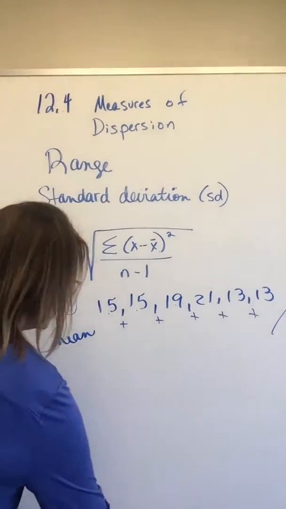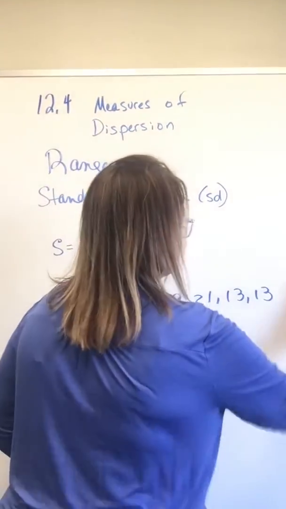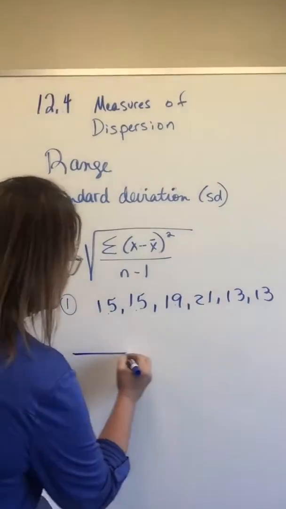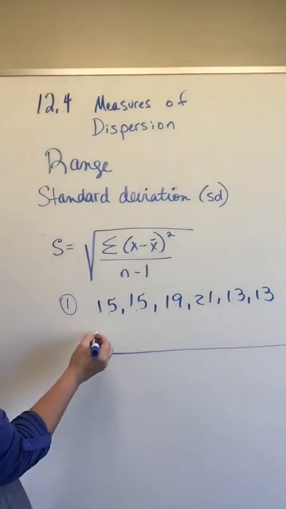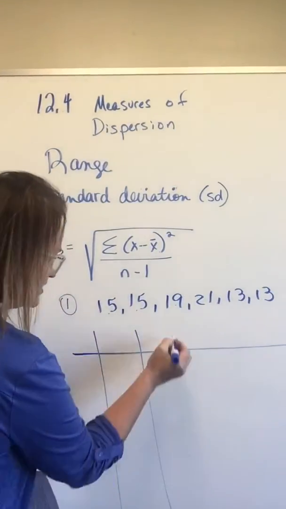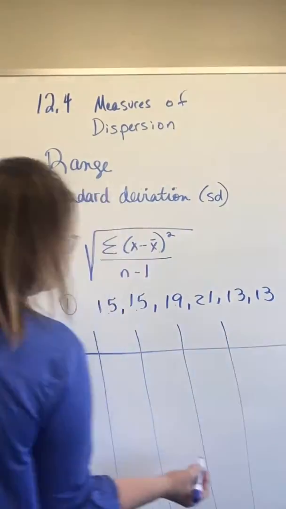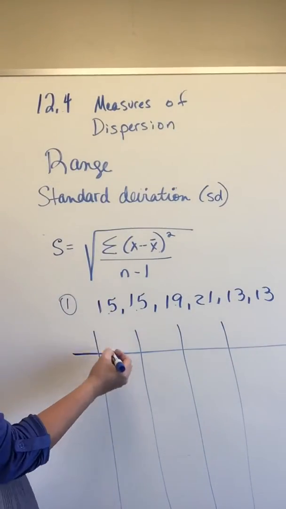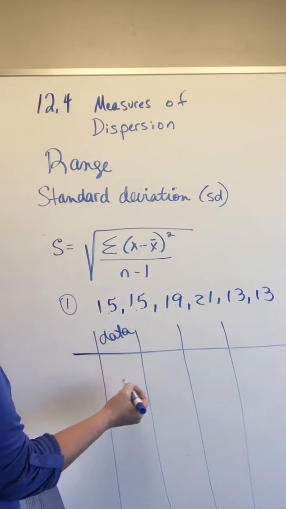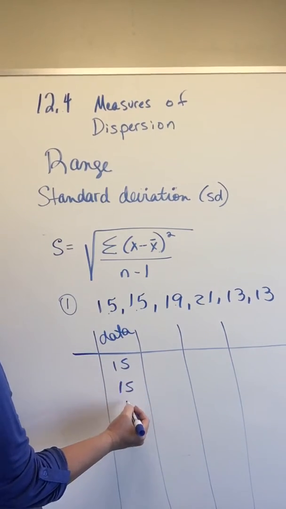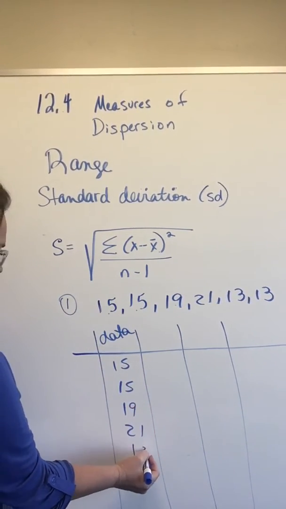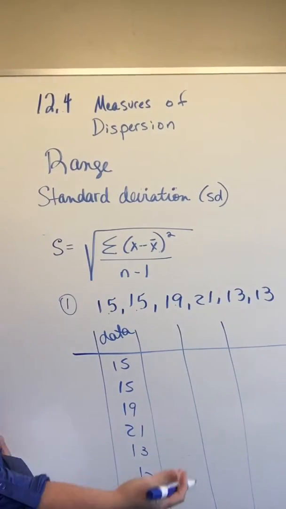Okay, then I'm going to need that information to make my columns that I mentioned. So across the columns, you can make 3 columns. I think I made that too big. But we're going to write out our data, which is the 15, the 15, the 19, the 21, the 13, and the 13. Each piece of data, that's our x.